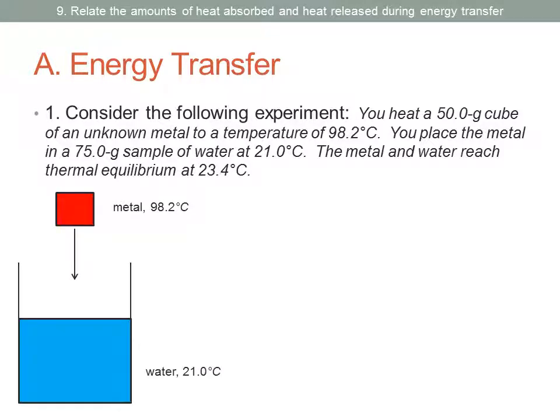Notice the similarity to the experiment that we just completed in class, the specific heat of the unknown metal. This is the exact same situation where we have a metal, we know its mass, we know its initial temperature, we have some amount of water, which we know its mass, we know its initial temperature, and then we place the metal into the water, we let it reach thermal equilibrium.